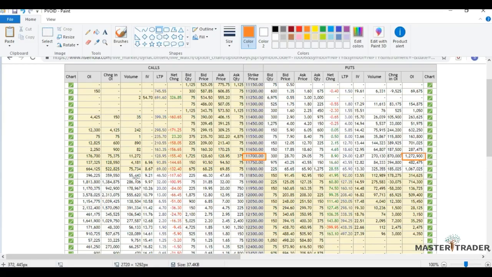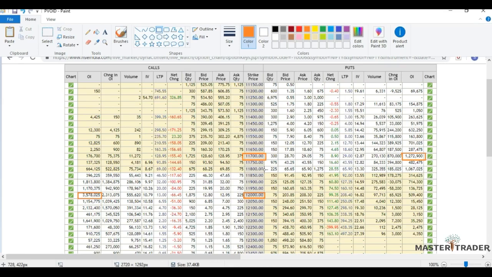Now come to the left side, to the call side, and let's see where the highest OI is happening here. So if I see, this is around 35 lakhs at 12,000. So we have the highest open interest at the 12,000 strike price. What this is telling me is that traders will not allow price to cross 12,000, or they do not want price to cross 12,000, right? So this will become a strong resistance area for me.